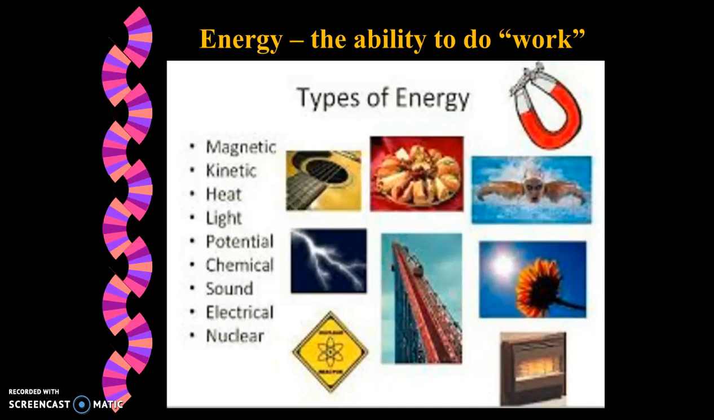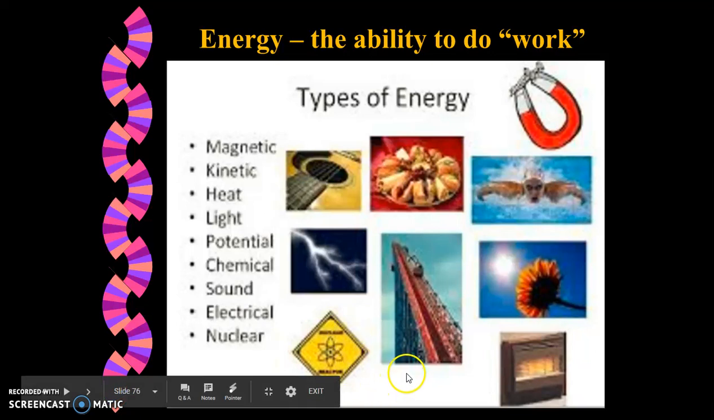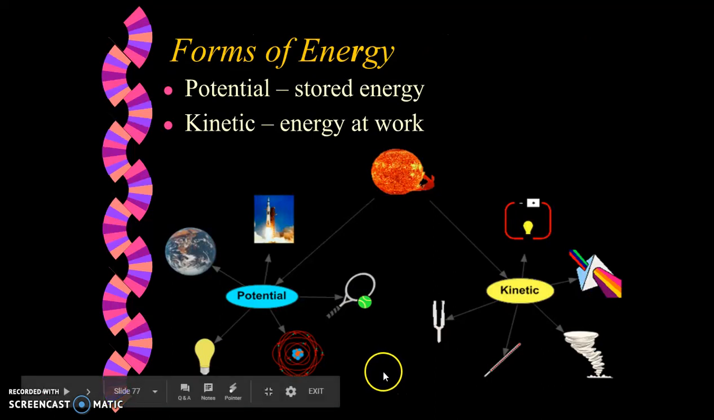There's magnetic energy, kinetic energy, heat energy, also known as thermal, light energy, also known as radiant, potential energy, chemical energy, that's what we find in chemical bonds. That's the energy that's broken or released during a chemical reaction. Sound energy, electrical energy, and nuclear energy. These are kind of the main forms that we see energy in.